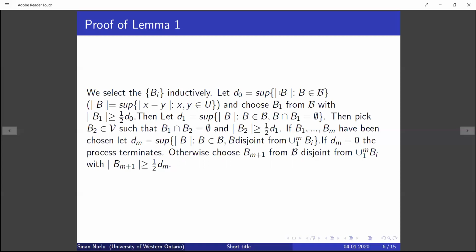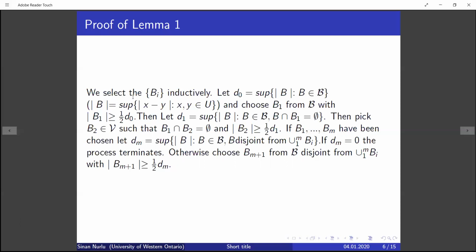There's a reason we're doing this. First, we're going to use the geometry of this fact. We're going to play with the numbers. So this 1/2 is important because of that reason. Second, we want to see that as i goes to infinity, these diameters go to 0.